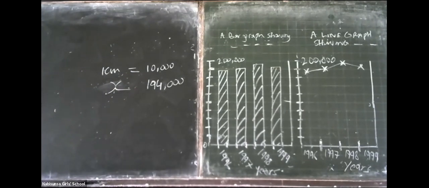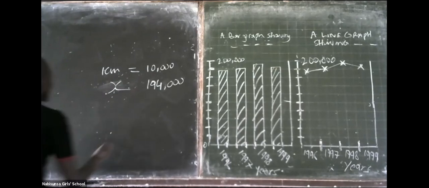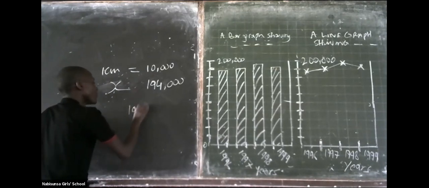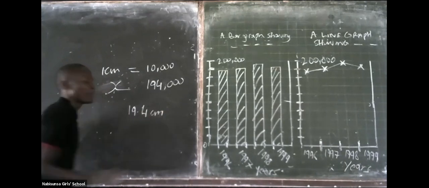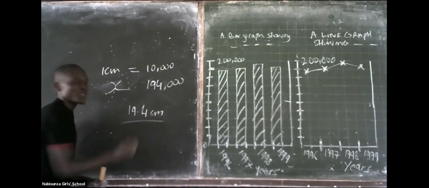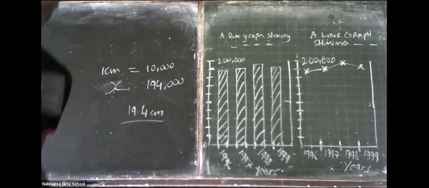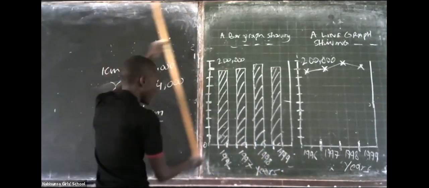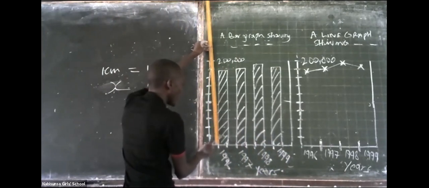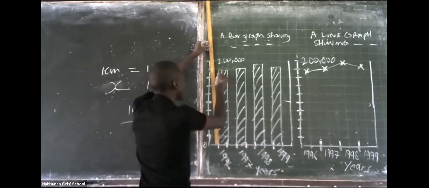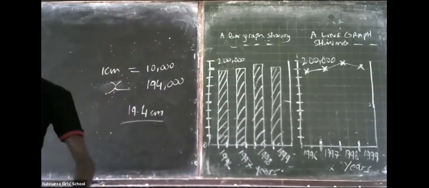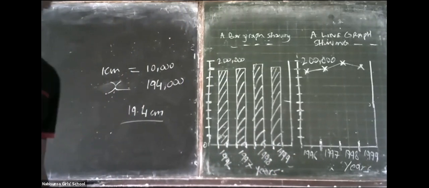You calculate there and tell me. 19. You are getting the centimeters we are having here, they are 19.4. When you get this amount, you don't need to go and see where you are going to plot. No, just get your ruler and you count from 0 up to where 19.4 ends. You mark there, you draw your line. Don't you see that it is easy?